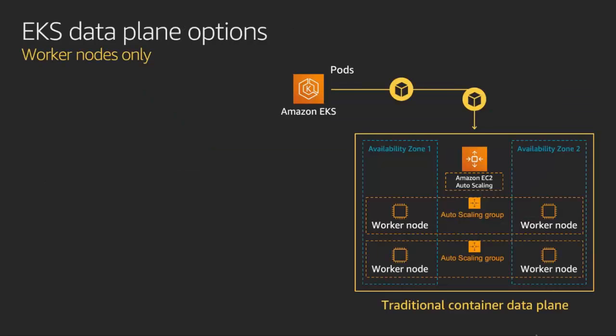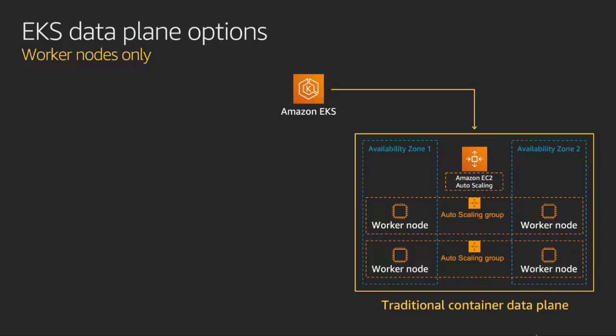So to summarize, this is what you have been doing up until now with EKS. So that is the EKS control plane, and those are the pods that get deployed to a traditional container data plane. Be it managed or unmanaged, it doesn't make a lot of difference. These are a group of EC2 instances that are running in your account that are scaled using an auto-scaling group and that are managed by either you, the customer, or us, if it is the managed node groups.